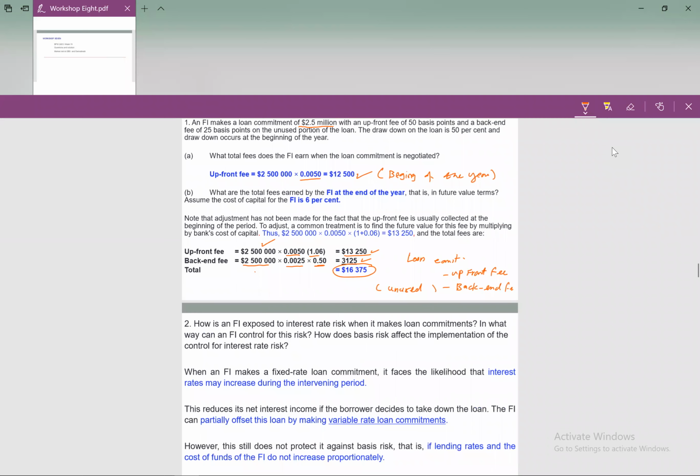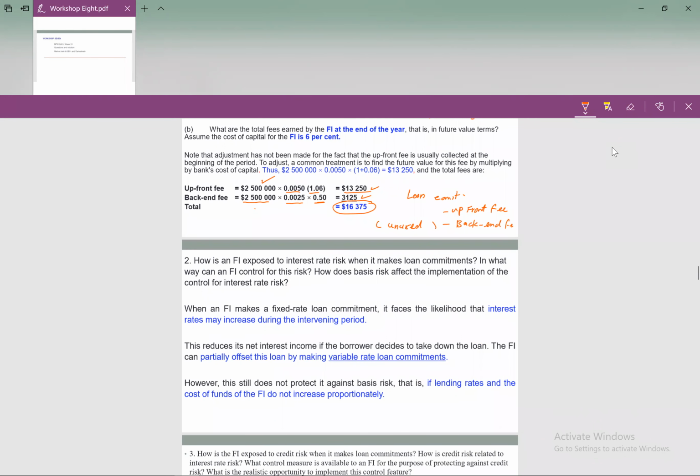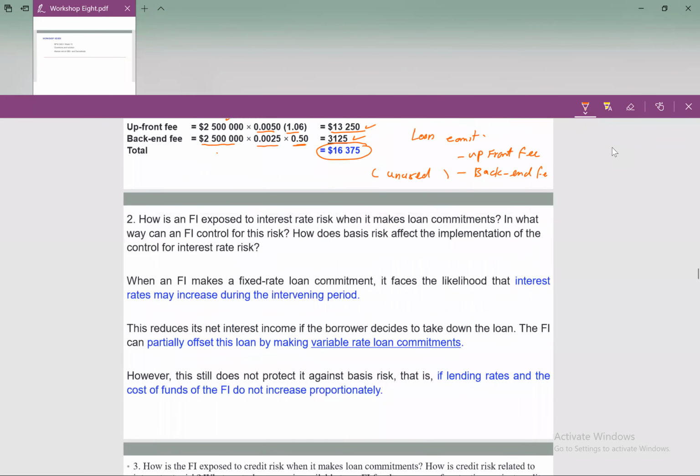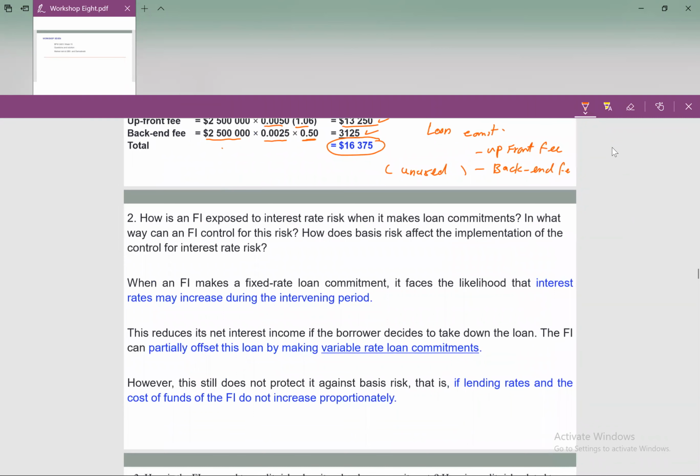Okay, let me go now to this question. How is a financial institution exposed to interest rate risk when it makes loan commitments? In what way can a financial institution control this risk? How does basis risk affect the implementation of control of interest rate risk?